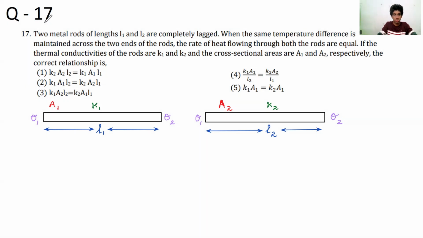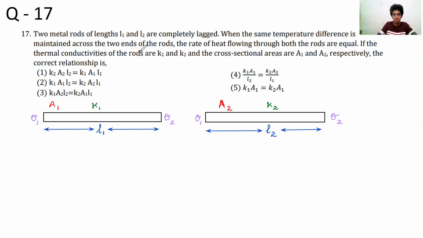Question number 17. Two metal rods of length L1 and L2 are completely lagged. When the same temperature difference is maintained across the two ends of the rods, the rate of heat flowing through both the rods are equal.